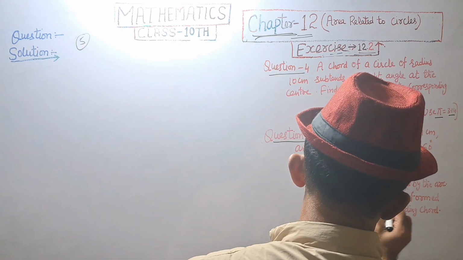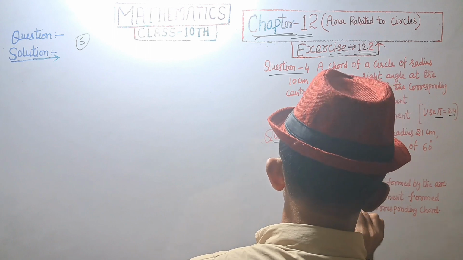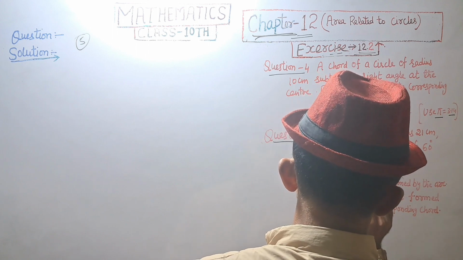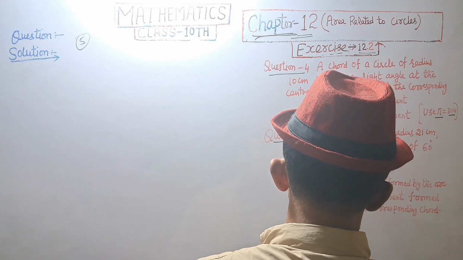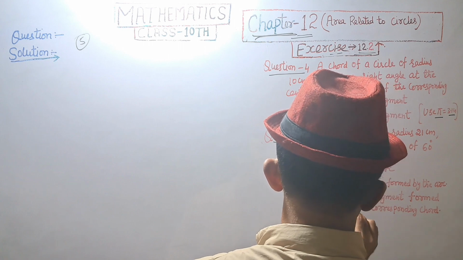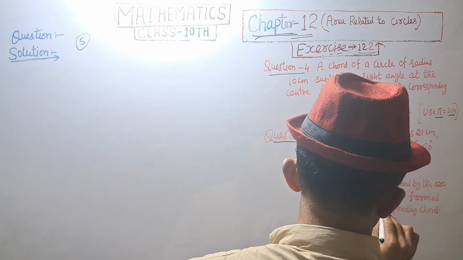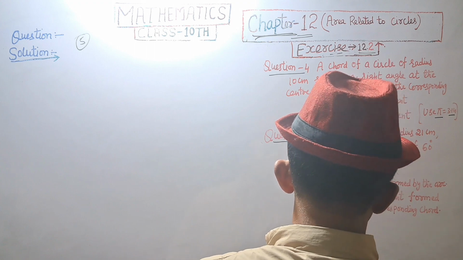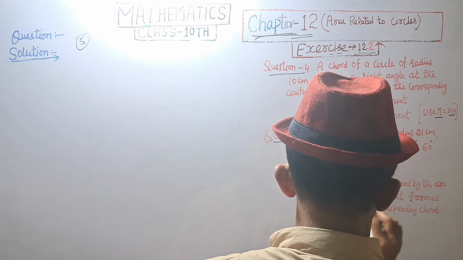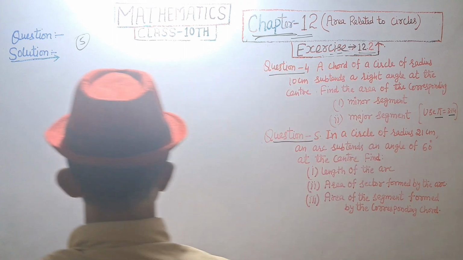Question number 5. In a circle of radius 21 centimeter, an arc subtends an angle of 60 degree at the center. Find the length of the arc, area of sector formed by the arc, and area of segment formed by the corresponding chord.